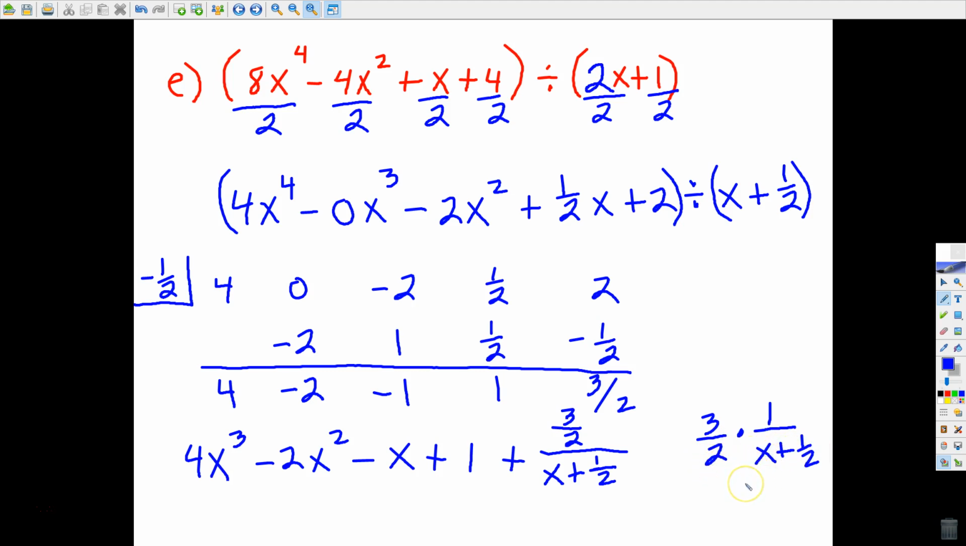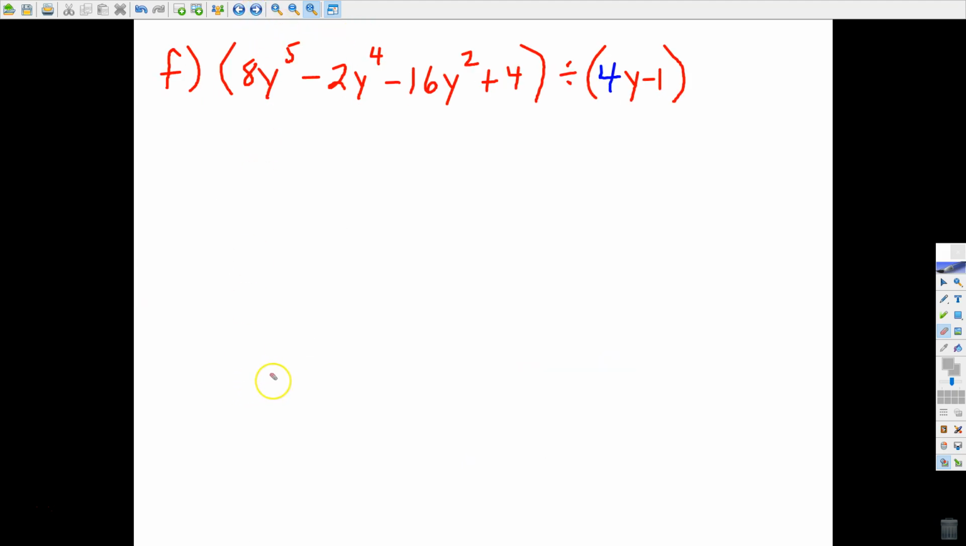All right, so my remainder, instead of showing it like this, 3/2 over x plus 1/2, I'm going to show it as 3 over 2x plus 1. So I just need to make sure you understand how we got that. So I'm going to erase this complex fraction and put it in proper form. Any questions? We're going to do one more of these where the number in front of x is not 1, and then that will conclude the notes. Any questions? All right, let's try it.